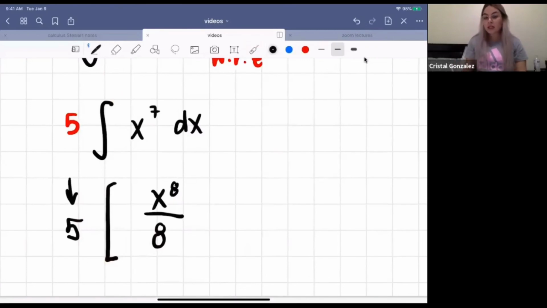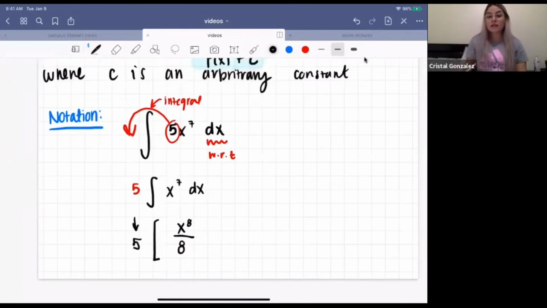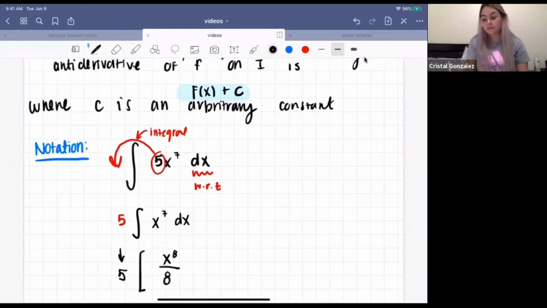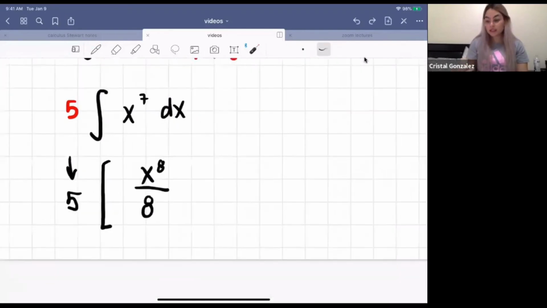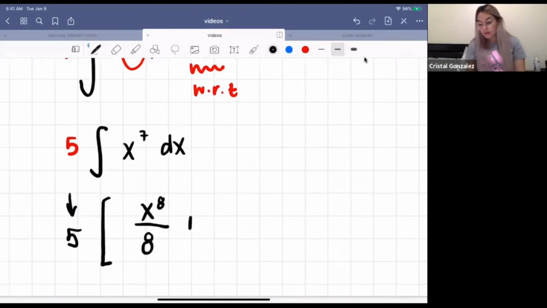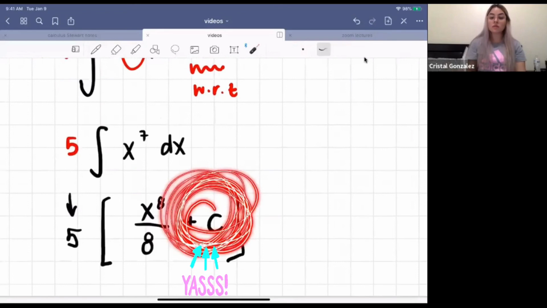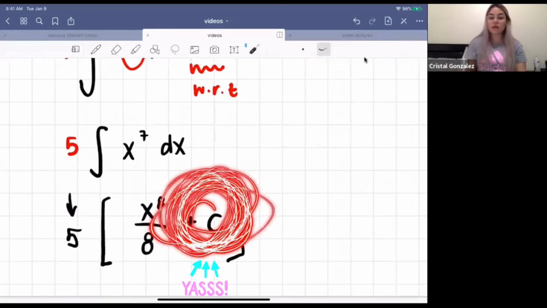But I'm not done here. Remember that your antiderivative can vary by that constant that we talked about up here. So just keep that in mind, so we're not completely done with it. This is going to be plus some constant c. Don't ever forget the c. I don't know how much to stress this, but don't forget the c when we're doing antiderivatives. Look how much I'm circling this. Don't forget the c. Don't forget it. All right.